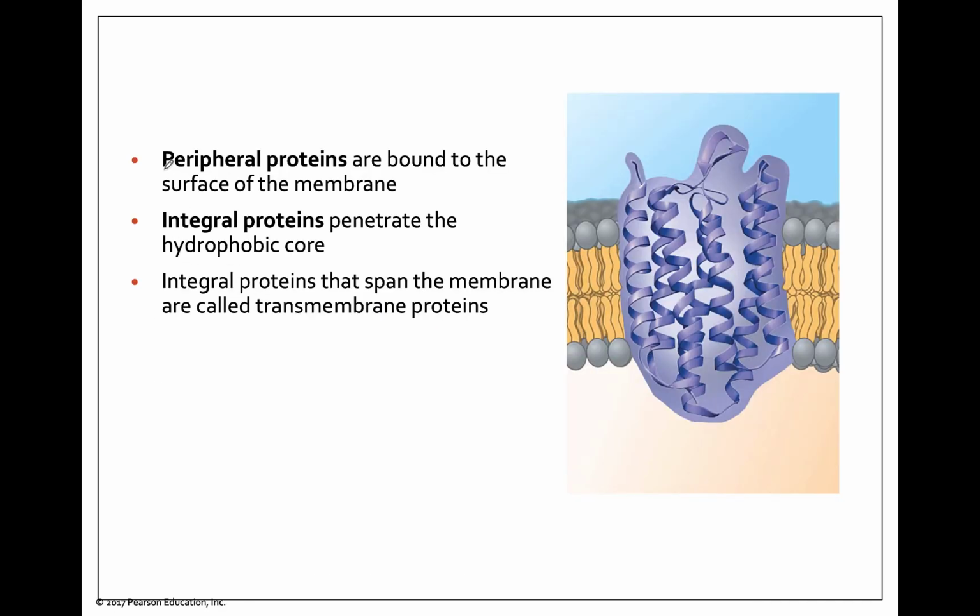Membrane proteins can either be considered peripheral proteins, which are bound to the surface. So a peripheral protein would either be bound to the outside or the inside. Both of these regions are polar. So a peripheral protein is typically going to be a polar substance, meaning it's got hydrophilic R groups on all of its amino acids.